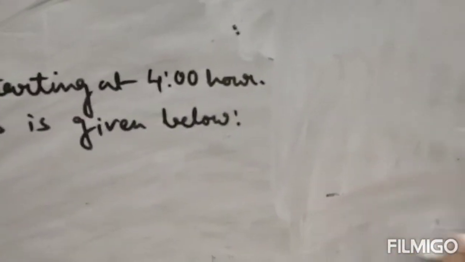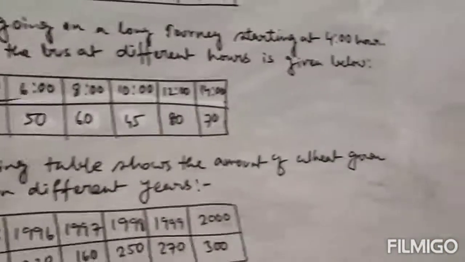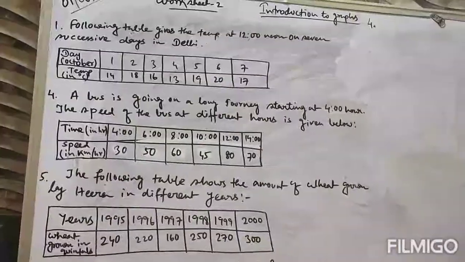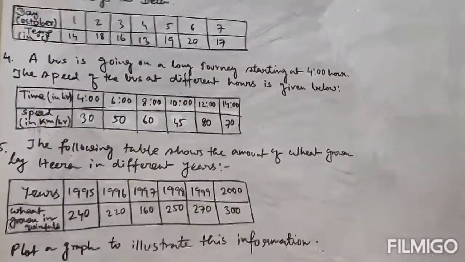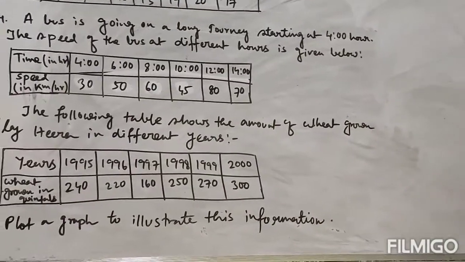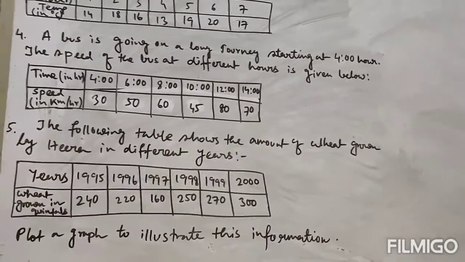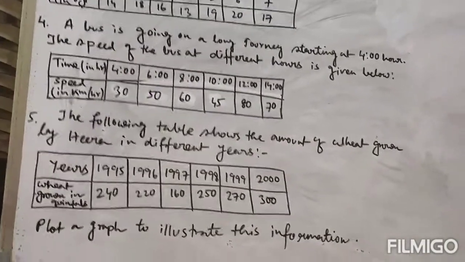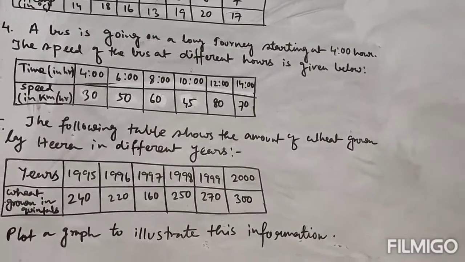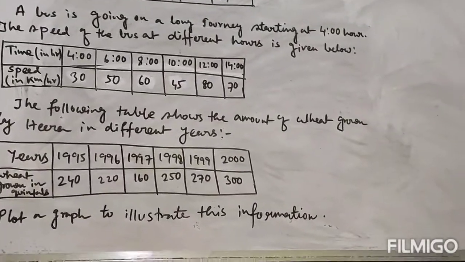Next question, question number 4. It says a bus is going on a long journey starting at 4 hours. The speed of the bus at different hours is given below. That means speed is given in km per hour and time is also given. In 4 hours its speed is 30 km per hour, in 6 hours its speed is 50 km per hour, in 8 hours its speed is 60 km per hour, and so on.